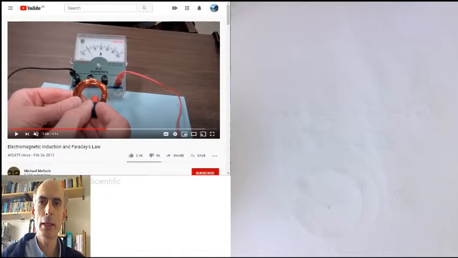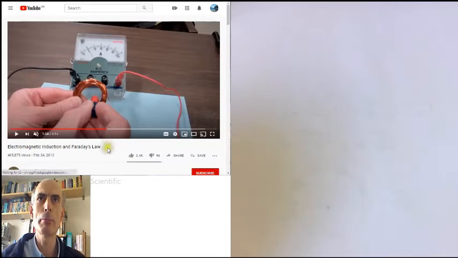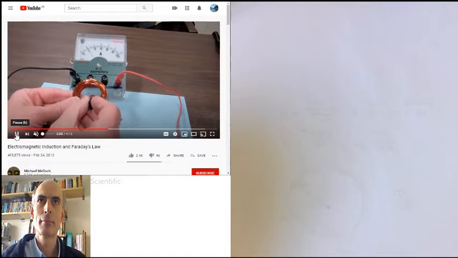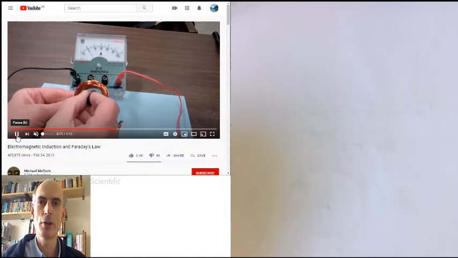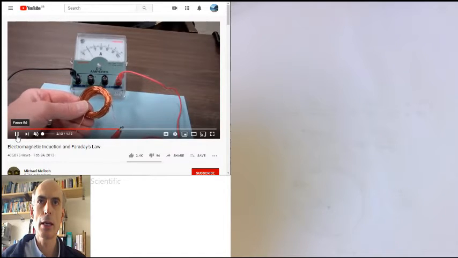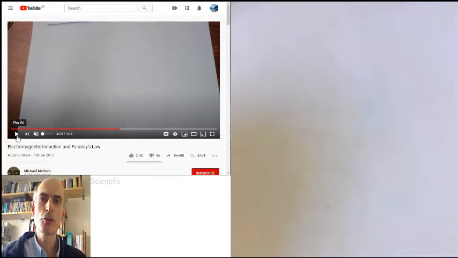We'll start by going back to Professor Meloch's YouTube clip demonstrating Faraday's experiment. We have a coil of wire here and a bar magnet which he is about to push through the coil of wire. The coil is connected to this ammeter. You can see that when he moves the bar magnet, the ammeter registers a current, and when the bar magnet is just held stationary, it doesn't.